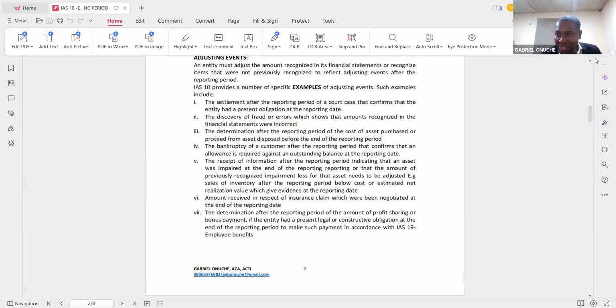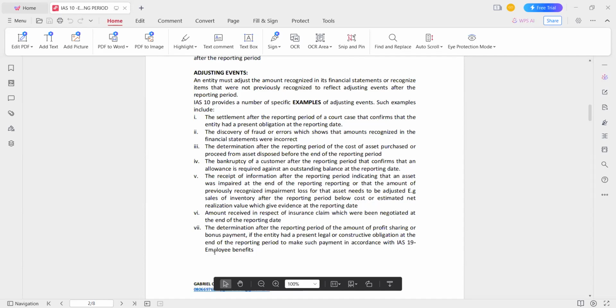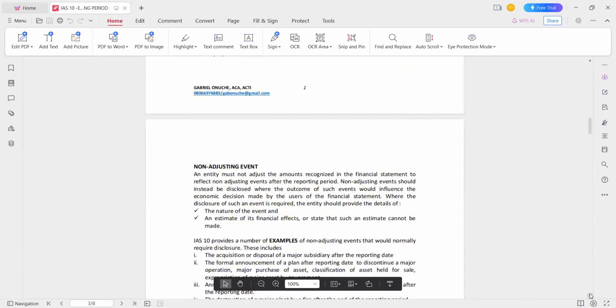But can you read this so that you have a better understanding? This adjusting event, read number 7. Number 7, the determination after the reporting period of the amount of profit sharing or bonus payments, if the entity had a present legal or constructive obligation at the end of the reporting period to make such payments in accordance with IAS 19, which is employee benefits. Exactly. That is an example of what? Adjusting event. So let me now take you back to the question.